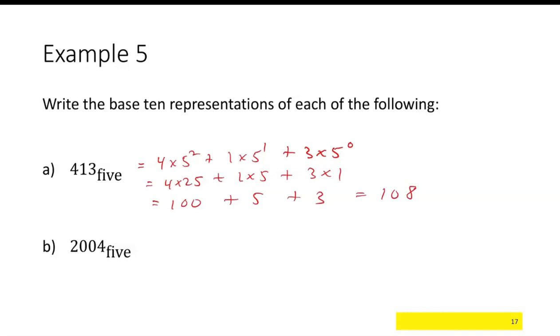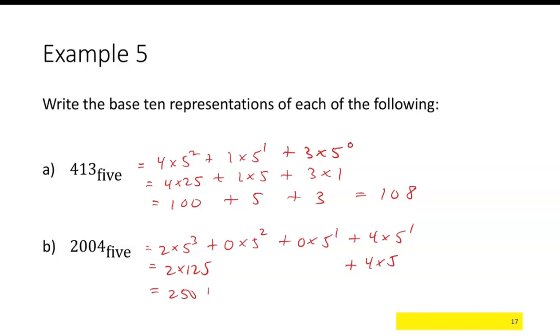2004 is 2 times, that would be 5 to the third. And then you don't actually have to include these, but 0 times 5 squared plus 0 times 5 to the first. You don't have to actually write the zeros there. They're going to be zeros. But 4 times 5 to the first. We'll have 2 times 125 plus 0 plus 0 plus 4 times 5. So 250 plus 20 gives me 270.